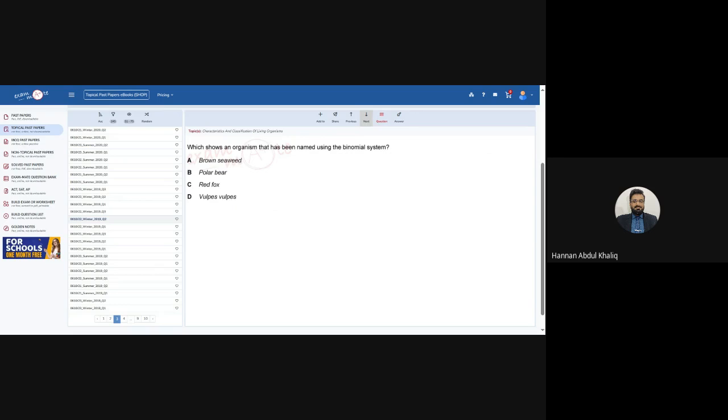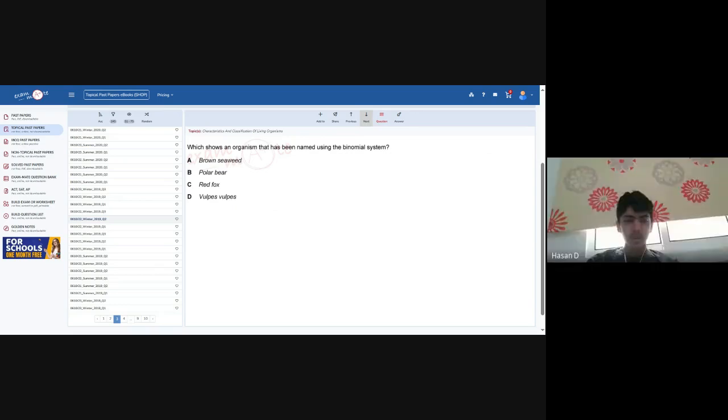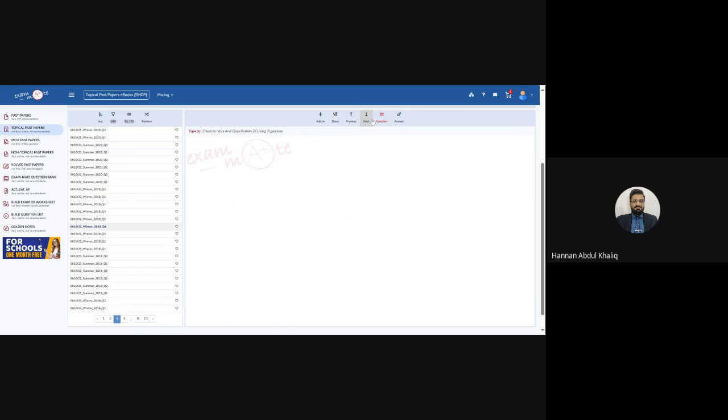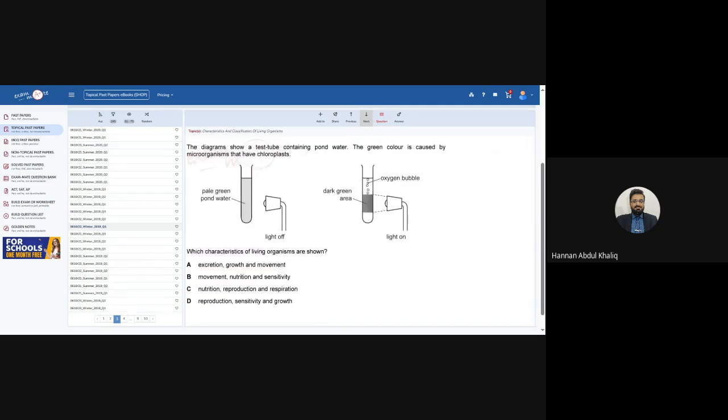Okay, which shows an organism that has been named using the binomial system? That's quite straightforward. Yeah, D. Vulpes vulpes. Right.